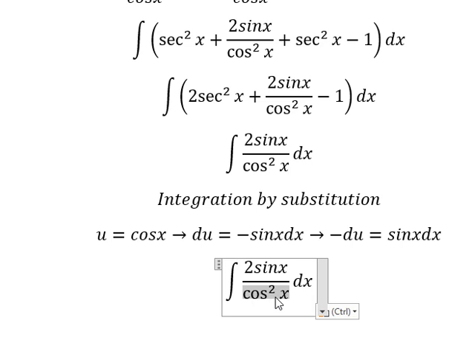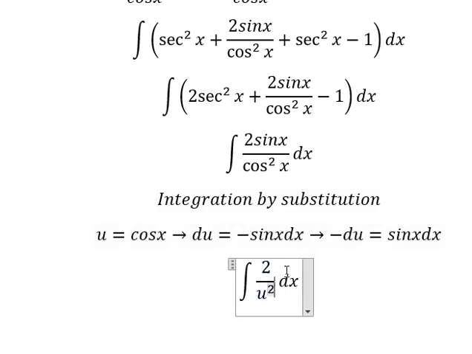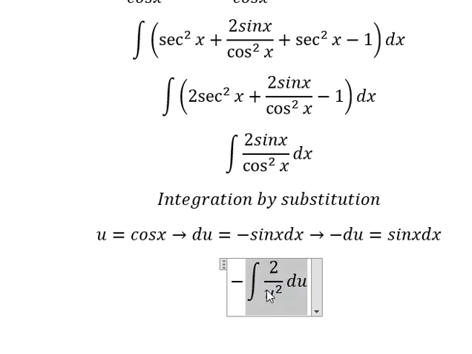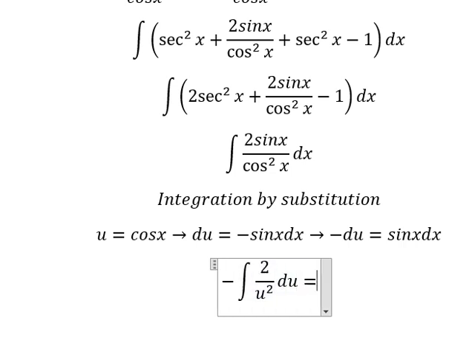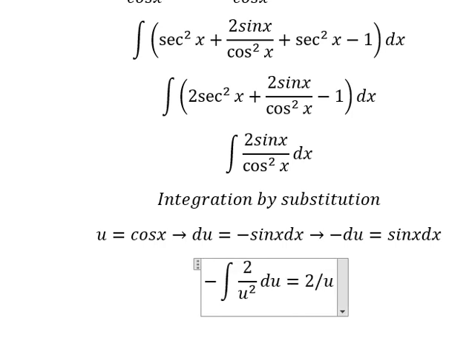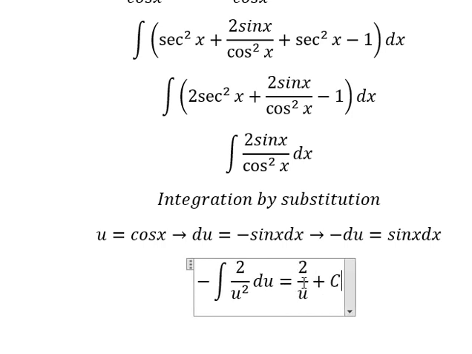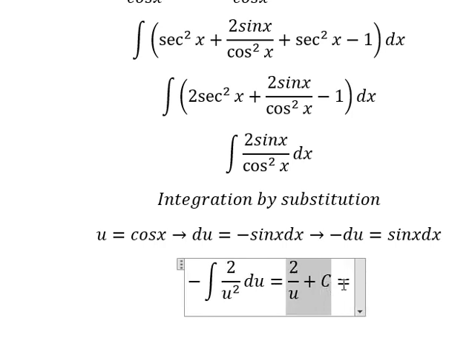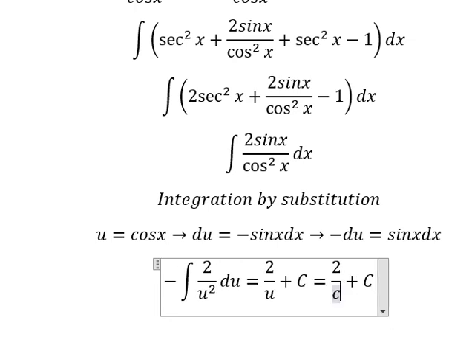This one we change to u and we have u squared. Sine s ds we change to negative du. So the integration of this one, we have positive number 2 over u plus c. And u is cosine s.